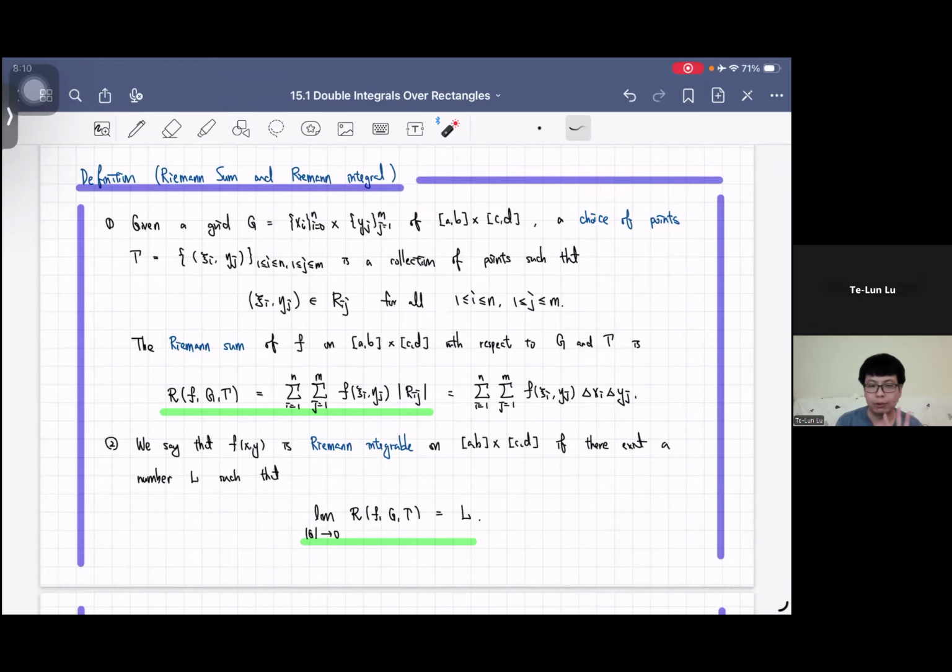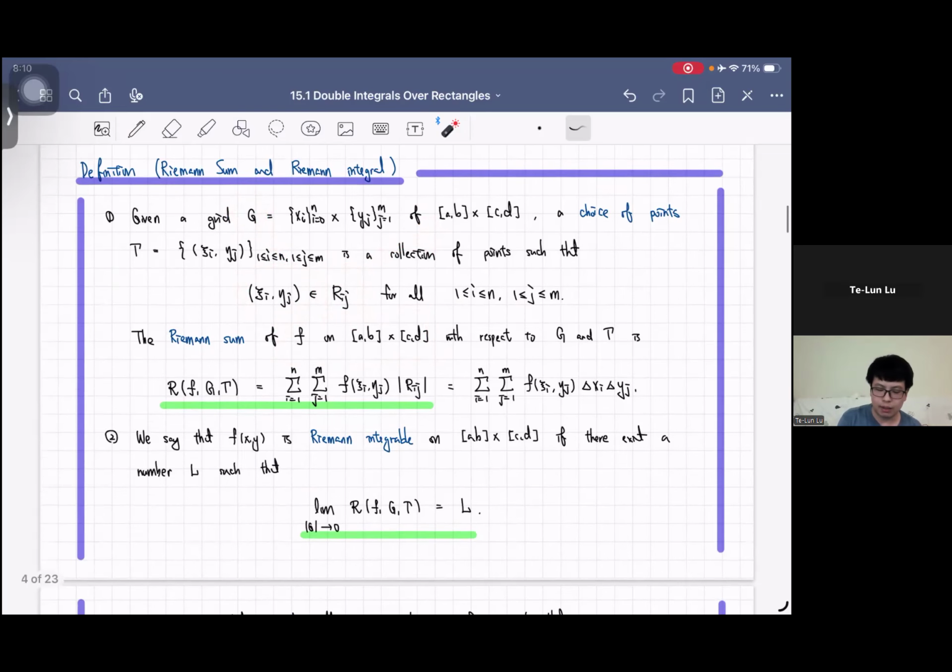So now we have 3 components: a function f defined on [A, B] times [C, D], a grid G that partitions [A, B] times [C, D], and a choice of points, a collection of points that lies within R_ij for every i and j. Then we can define the Riemann sum with these 3 components, f, G, and gamma, to be this summation. Again, this is really intuitive, in the sense that delta x_i times delta y_j, the product of these 2 guys, is basically the area of the grid, right? And to find the rectangular volume, you have to multiply again by the height.